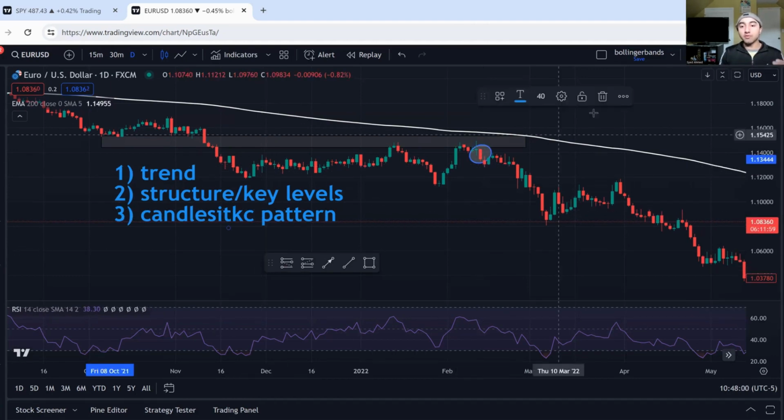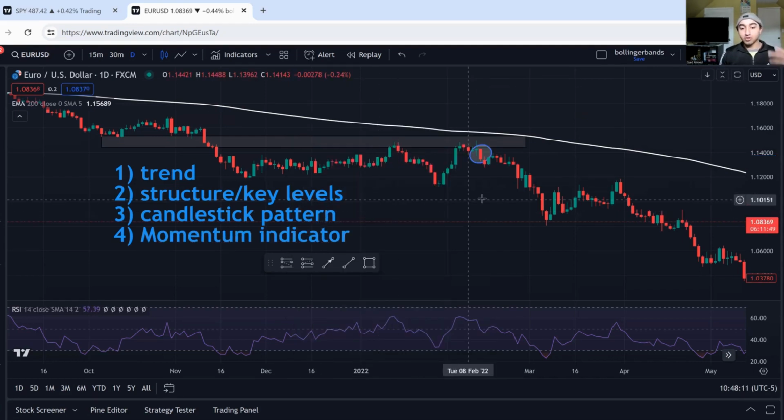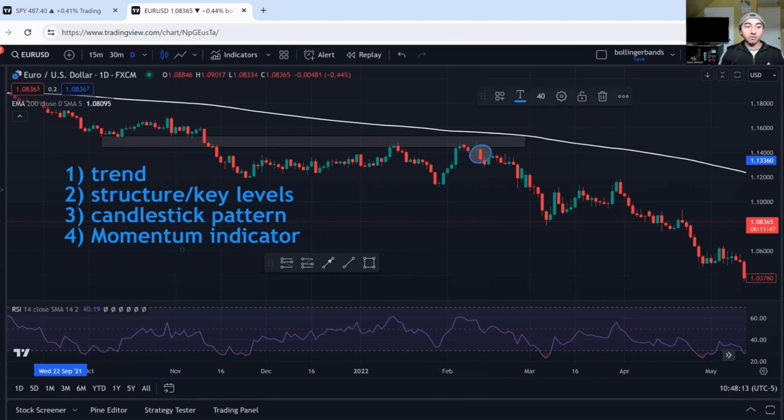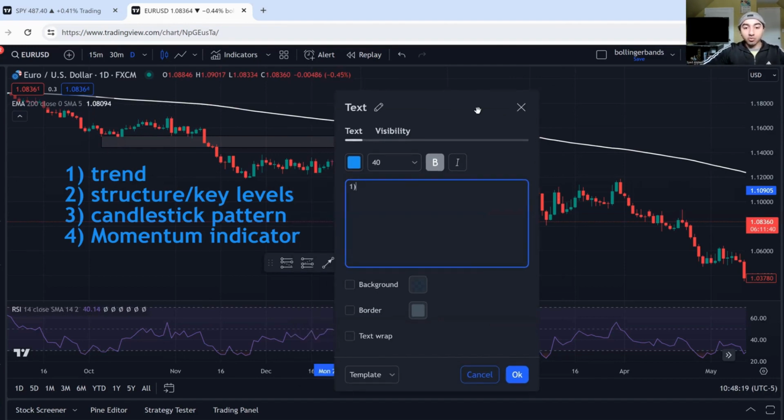So now not only do we have trend, not only do we have structure, I spelled this wrong, I know, guys, don't make fun of me, but we also have a momentum indicator in our favor, right? Because the RSI is below 50. So now that we have this, let's actually write down the actual confluences that we have for this trade. Going step by step. Number one, we're in a downtrend. And how do we know we're in a downtrend? Market structure, and price is below the 200 EMA.